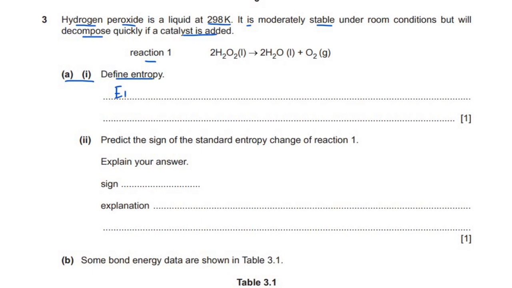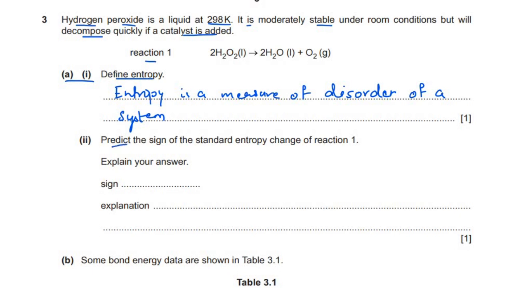So entropy, I'll say in the very easiest words, is a measure of disorder of a system. You can also write it's a measure of different ways of arrangement of particles in a system, but for me this is the best and easiest definition we can remember, that it's a measure of disorder of a system. It says predict the sign of a standard entropy change of reaction 1. Explain your answer, sign and explanation here.